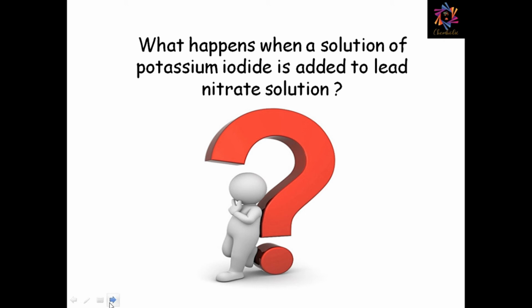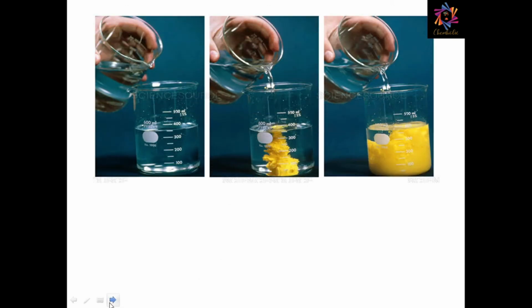So guys, till now you must have understood what we mean by a chemical reaction. Now see what happens in this particular reaction. So the reaction looks like this. We have taken two beakers here, and in one of the beakers we have taken the potassium iodide, and in the other beaker we have taken lead nitrate solution.